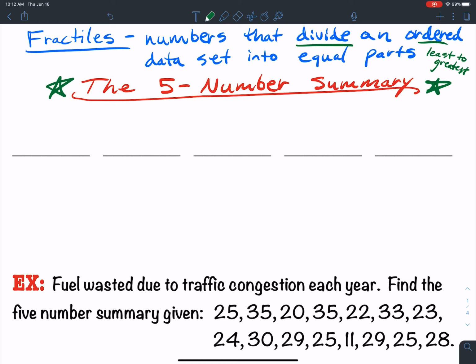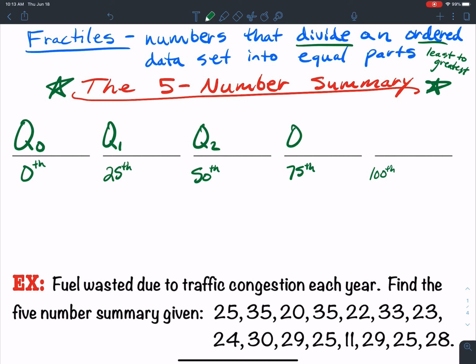We've got the 0th, we've got the 25th, we've got the 50th, we've got the 75th, and we've got the 100th. Okay? So we're dividing it up into equal parts. What do we call the 5-number summary? This is Q0, and then this is Q1, Q2, Q3, and Q4.